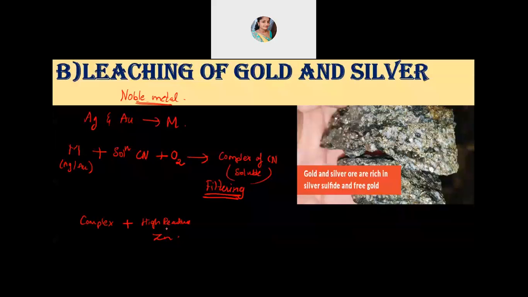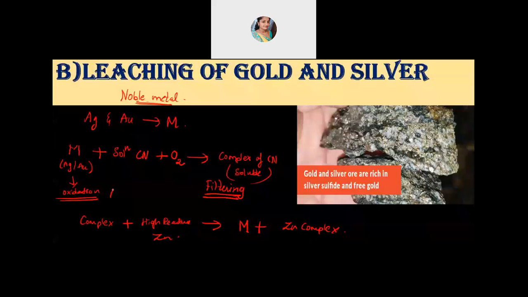To that solution, the complex is made to react with a highly reactive metal. They have taken zinc, which can easily react. Zinc will form a complex with the remaining compound and your pure metal will be recovered. The impurities will be lost during the filtering part. So you'll get the metal, plus the zinc complex will be formed.